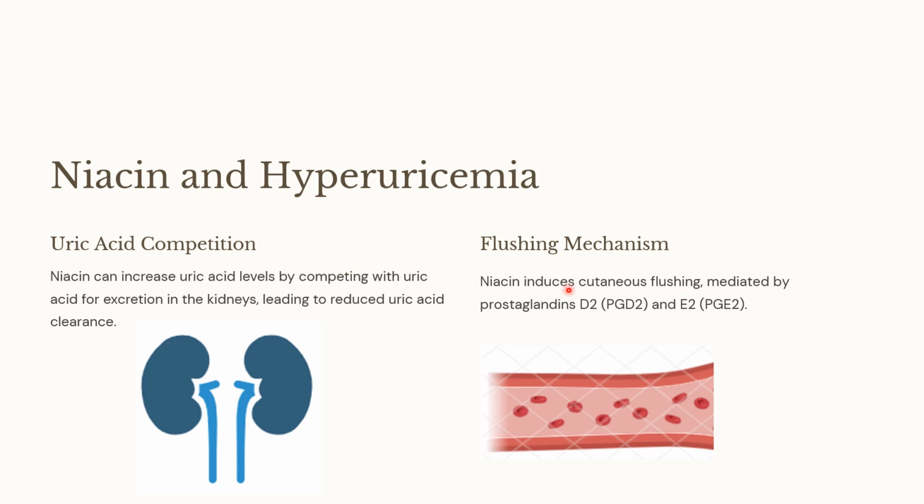Similarly, niacin will also cause cutaneous flushing, which is mediated by prostaglandin D2 and prostaglandin E2. So, how will this knowledge be tested? The question will give you a guy who has a big cardiovascular history and podagra, that is gout of the big toe, and they will ask which agent is contraindicated.